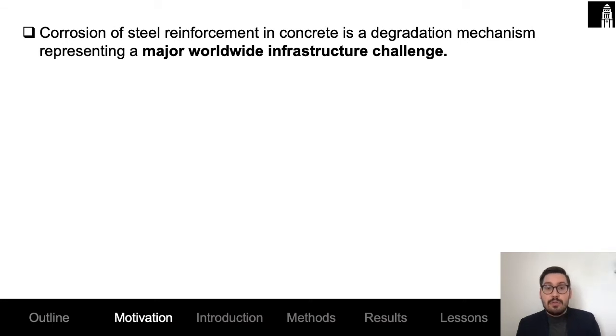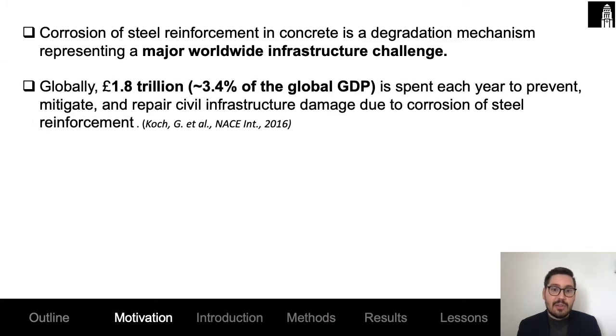Now, in the motivation, I talked about corrosion. And as we all know, corrosion is one of the major worldwide infrastructure challenges. I know this is probably a fact that many of you know, but about 1.8 trillion pounds globally are spent every year trying to prevent, mitigate, and repair civil infrastructure damage caused by corrosion of the steel reinforcement. This is about 3.4% of the global GDP, a very large and significant economic cost of this durability issue.